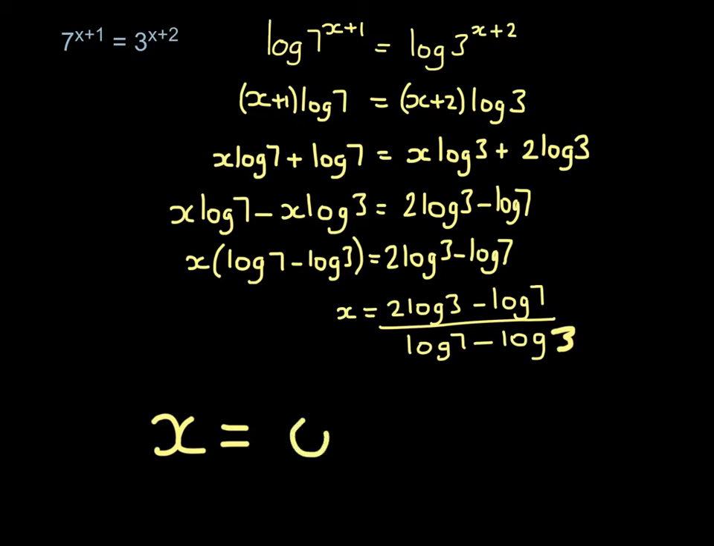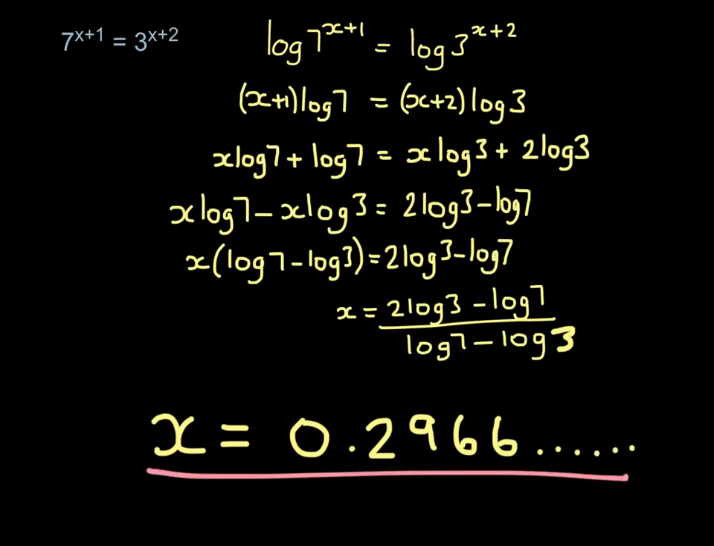So, plug all that into your calculator and you're going to get 0.2966 to 4 decimal places. And you round that then to 3 significant figures.